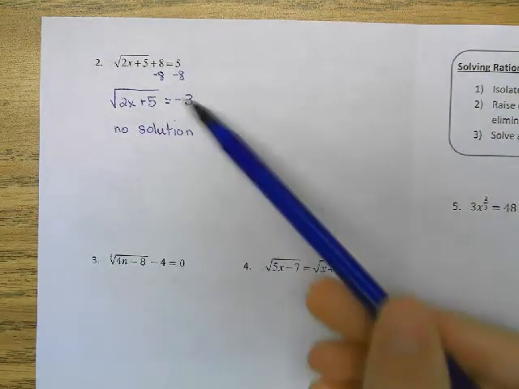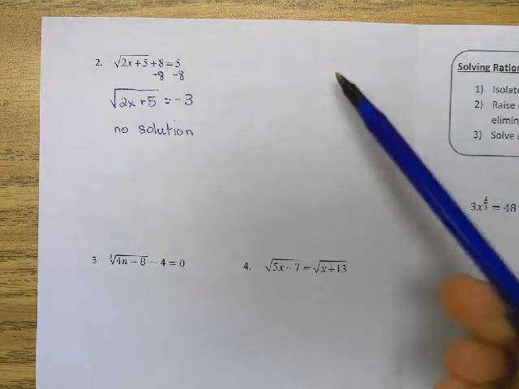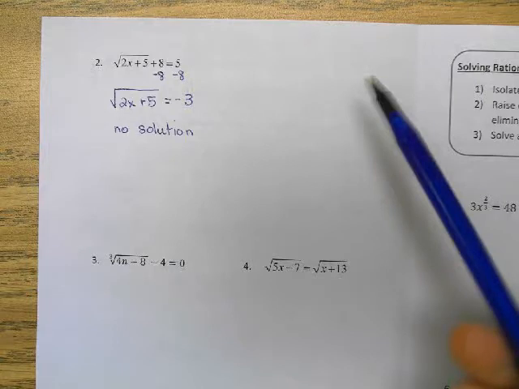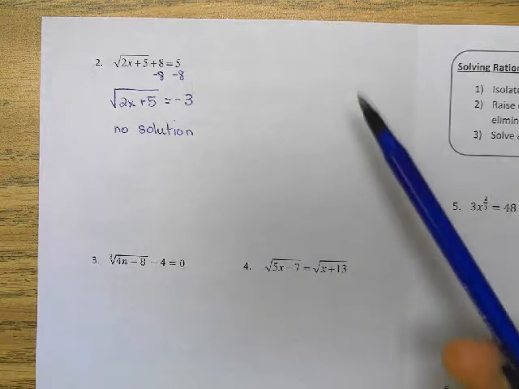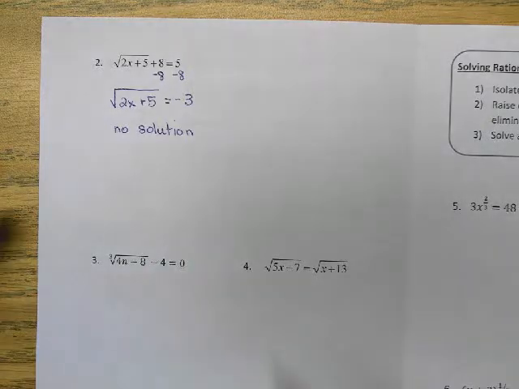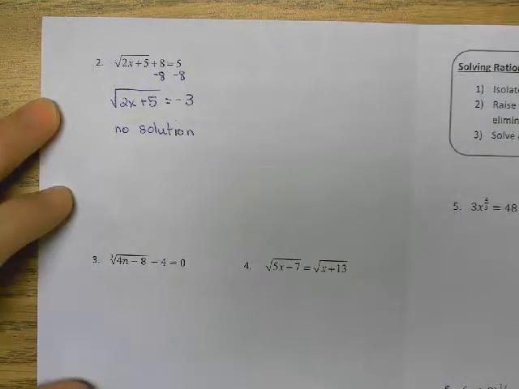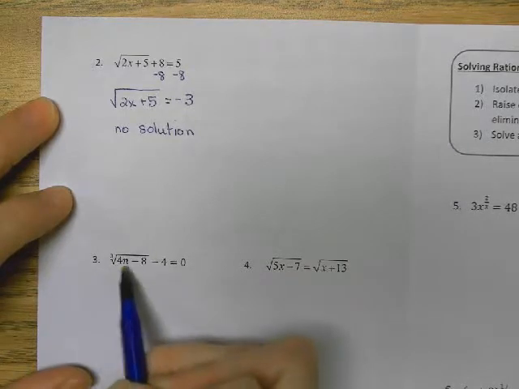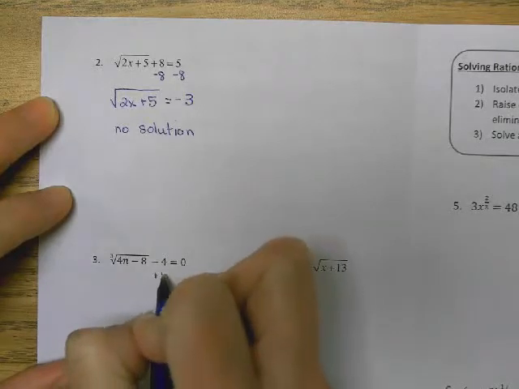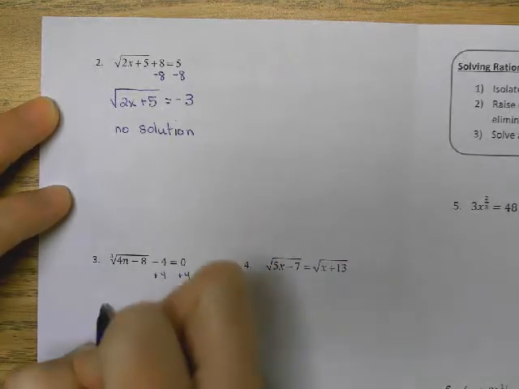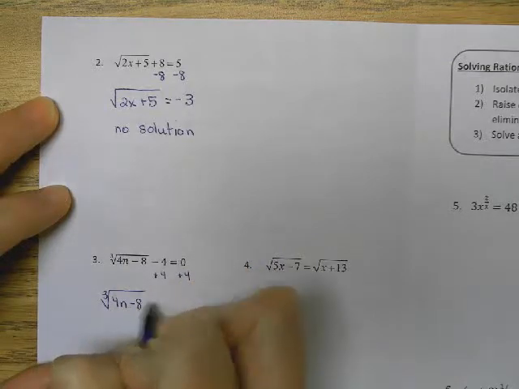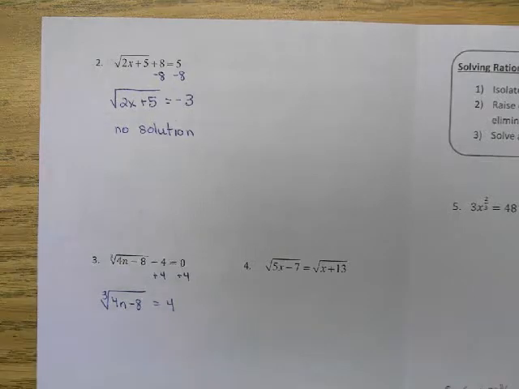Because if you went all the way through this and ended up solving it, when you checked your answer, it shouldn't work. So you have a safeguard when you check that answer, because when you come over here, it's not going to work. All right? Right here, I have the cube root of 4n minus 8, minus 4 equals 0. So I'm going to go ahead and add the 4. So I end up with the cube root of 4n minus 8 equals 4.